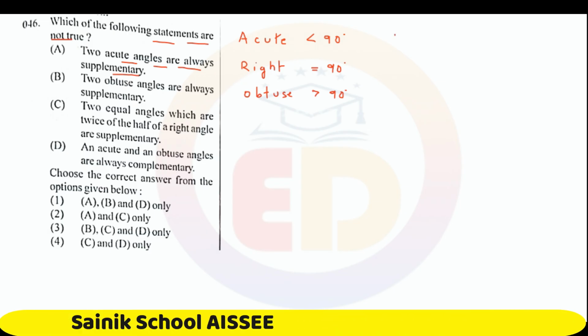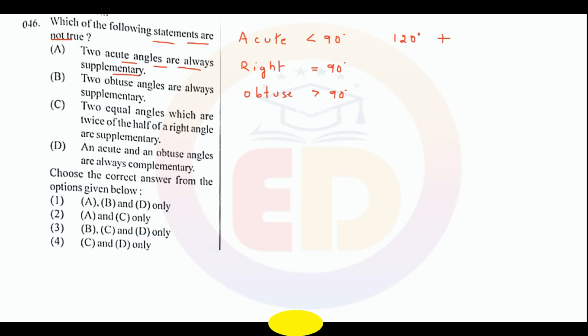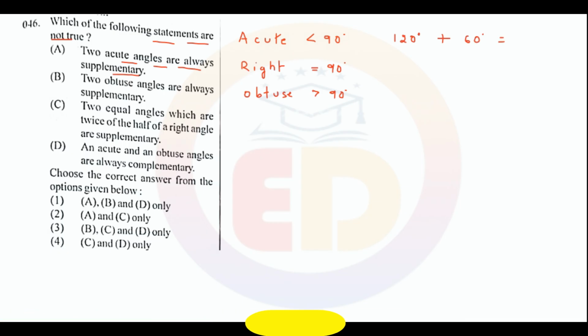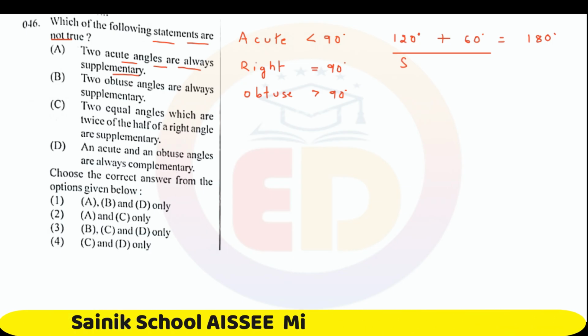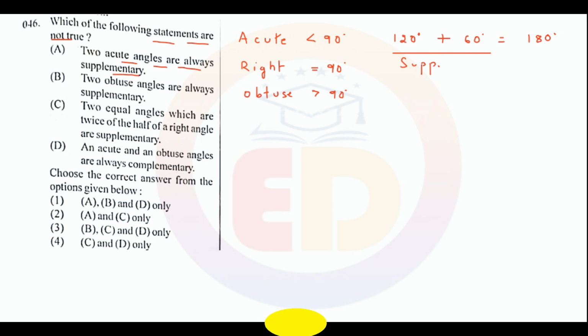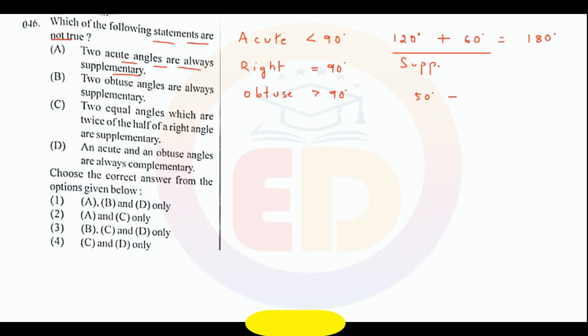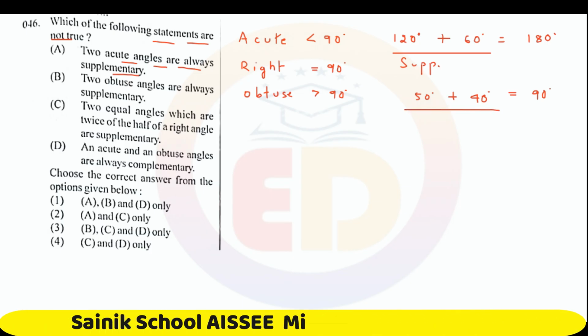For example, 120 plus 60. Sum of these two angles is 180, so these two angles are supplementary angles. And similarly, when the sum of two angles is 90 degree, for example 50 plus 40, when the sum of two angles is 90, then these two angles are called complementary angles.